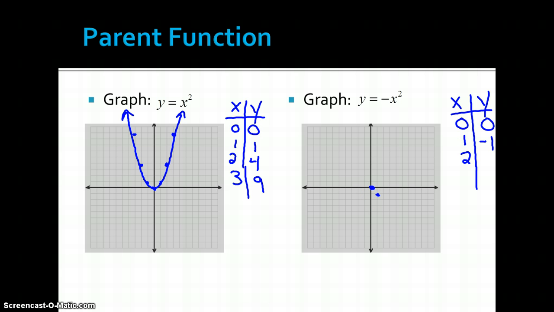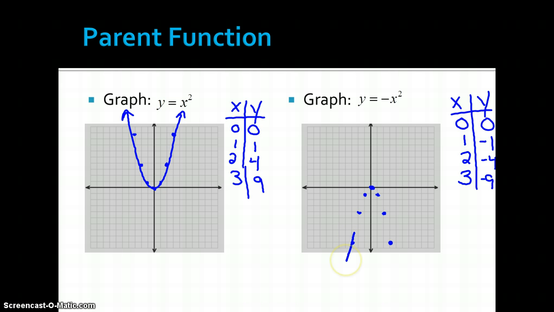If I put in 2, 2 squared is 4, but the opposite of that is -4. So I have (2, -4). And then the same thing with 3. 3 squared is 9, the opposite of that is -9. So we're down here. And again, we can use -1, -2, -3, but we can use the axis of symmetry as well. We can mirror each other all the way down.